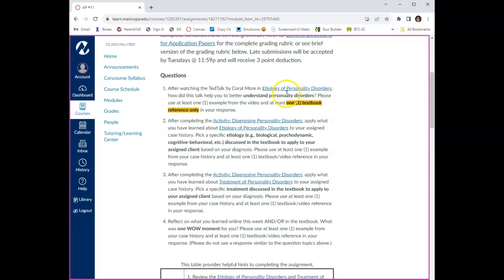Question 1 reviews the etiology of personality disorders and asks for a reflection on the TED Talk. Question 2 and Question 3 ask you to expand on the activity diagnosing personality disorders. Question 2 asks you to pick a specific etiology or cause discussed in the textbook and to apply it to your assigned client. And then Question 3 asks you to do the same, but with a specific treatment discussed in the textbook. And as always, your fourth question is your wow moment this week.